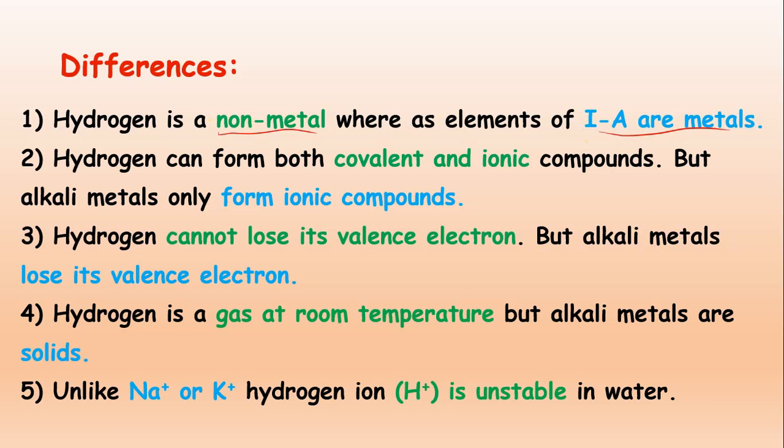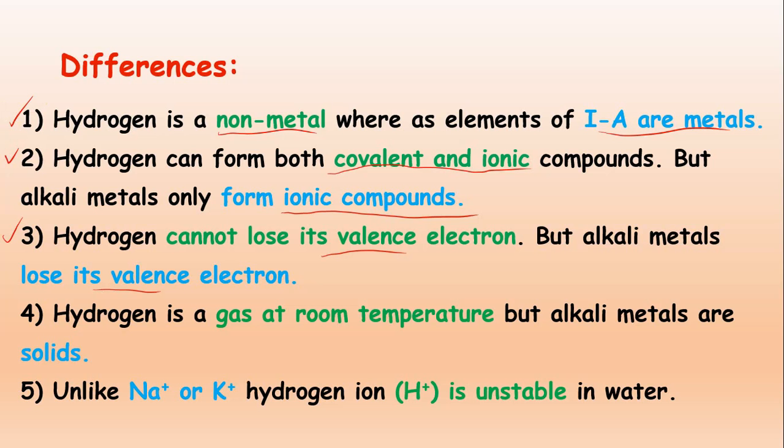Second difference is that hydrogen can form both covalent and ionic compounds. It can form both ionic and covalent bonds, but alkali metals can form only ionic compounds when reacting with non-metals. Third one is that hydrogen cannot lose its valence electron easily, but alkali metals can lose their valence electron. This is the third difference.